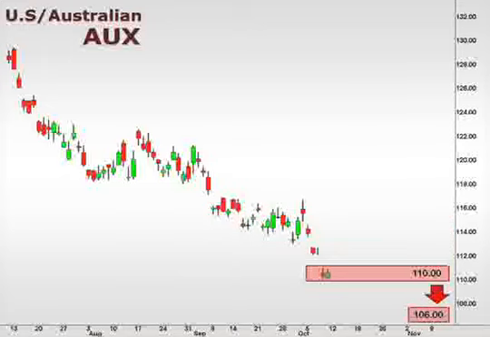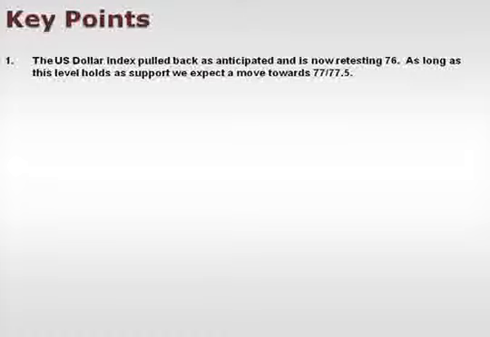But if this level doesn't hold, we can anticipate a move all the way down into this 106 box. Let's take a look at our key points. First of all, the US dollar index pulled back as anticipated and is now retesting 76. As long as this level holds as support, we expect to move towards 77, 77.5 in the very near term.